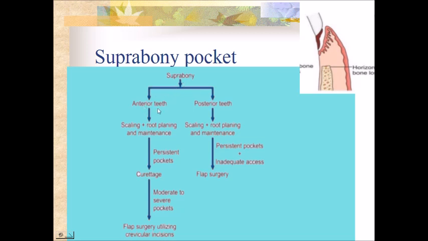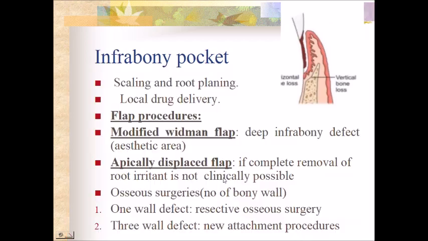Now, suprabony. If the pocket is suprabony, what will be the treatment? If it is in anterior teeth, scaling and root planing is done, followed by maintenance. If the pocket is still there, then curettage will be done, and in moderate to severe pockets, flap surgery will be done, mostly the papilla preservation flap, because it is the aesthetic area. If the teeth are posterior, then scaling and root planing followed by maintenance, and for persistent pocket with inadequate access, flap surgery will be done.